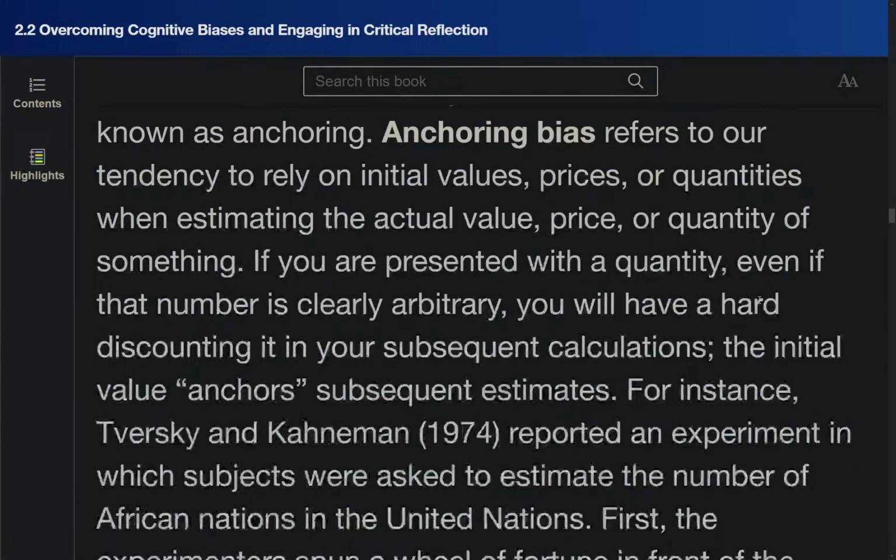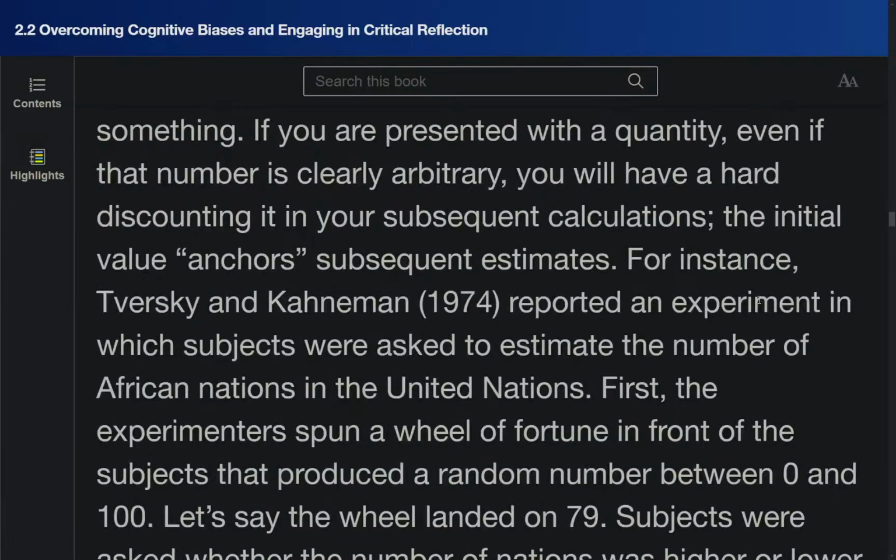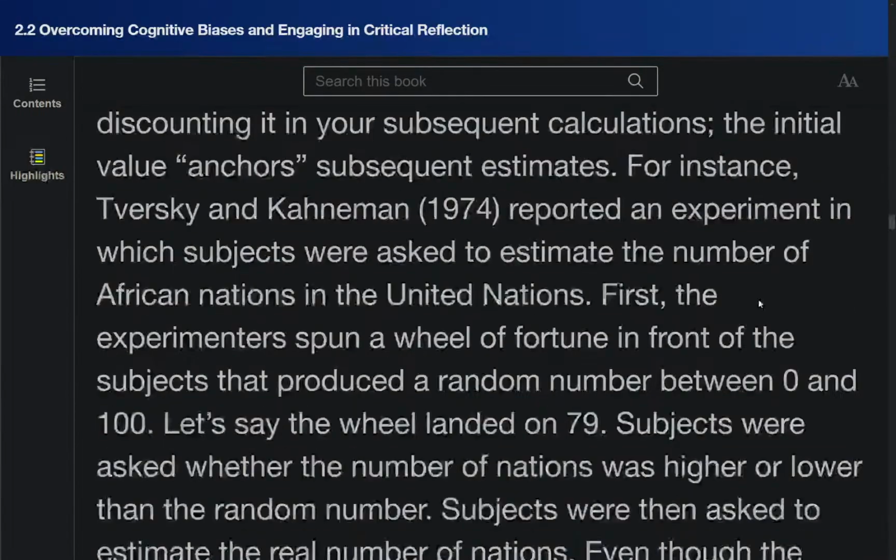For instance, Tversky and Kahneman reported an experiment in which subjects were asked to estimate the number of African nations in the United Nations.